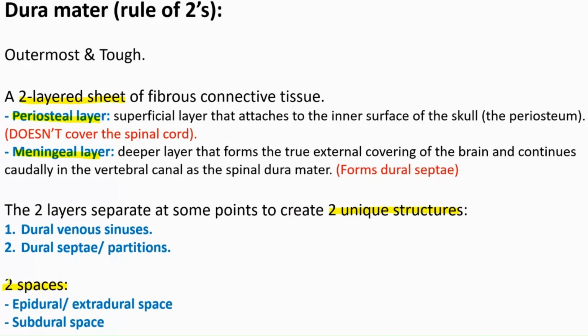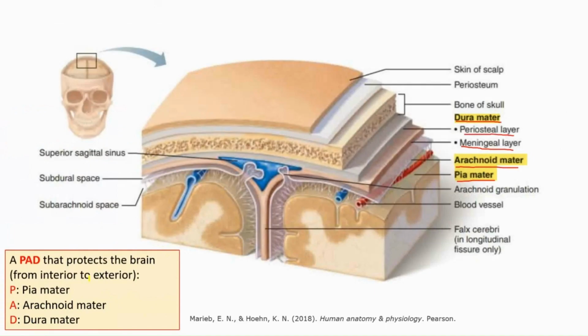And there are two important spaces within this layer or surrounding this layer. These are the epidural space or extradural space, which is just above the periosteal layer, and the subdural space, which is just below the meningeal layer. This is the subdural space. These spaces are important because sometimes trauma happens and leads to hemorrhage within these spaces. Okay.